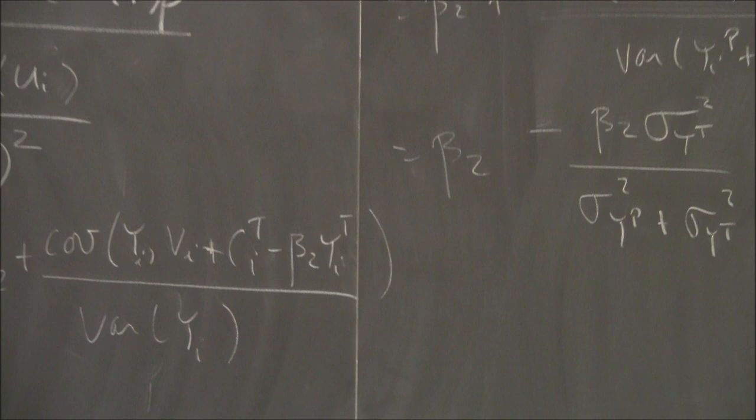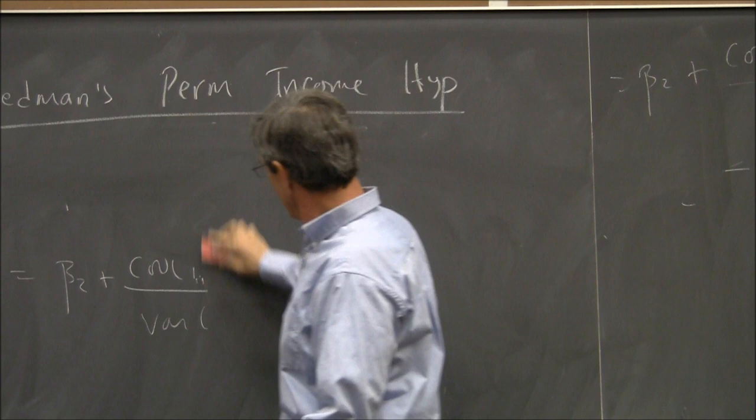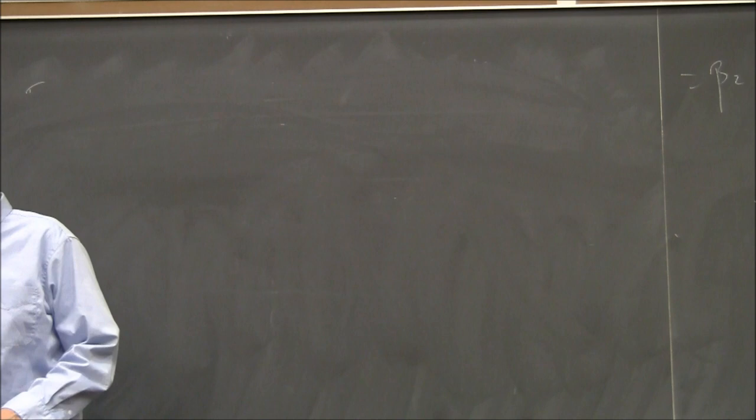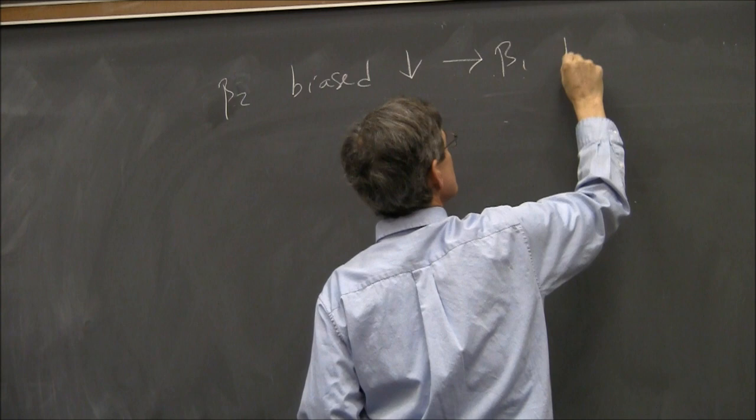The book does this with a Monte Carlo exercise. I'm going to do it a little bit differently. I didn't think their explanation really worked. We also need to show that the constant is biased upward. So I want to show that when beta 2 is biased downward, that causes beta 1 to be biased upward.